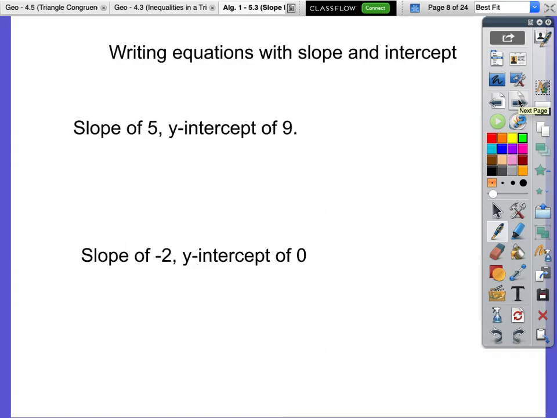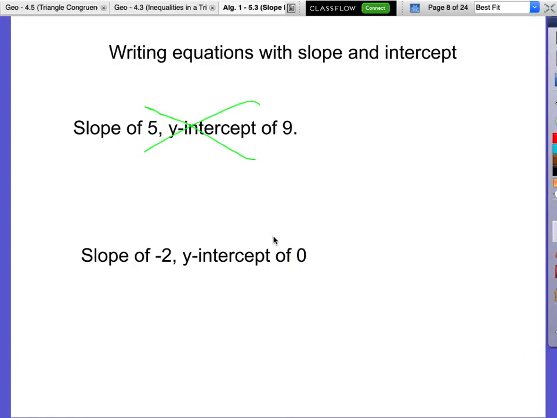Okay, continuing on. Let's practice this bottom one, okay? We're not going to do the top one. Let's practice this bottom one. Same thing you just did with these, with this slope and this y-intercept, okay? So go ahead and do that, please.